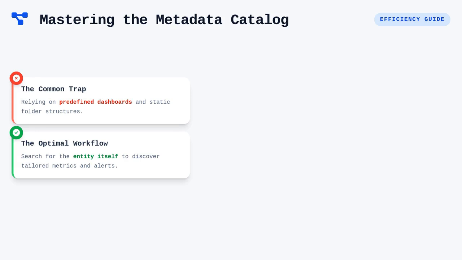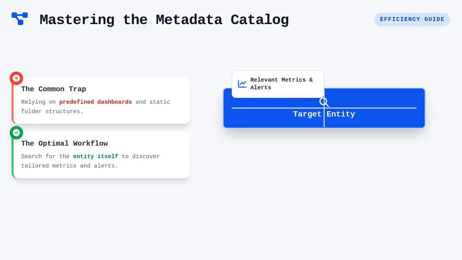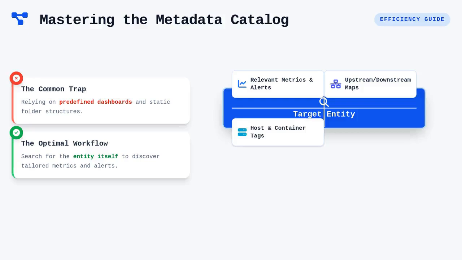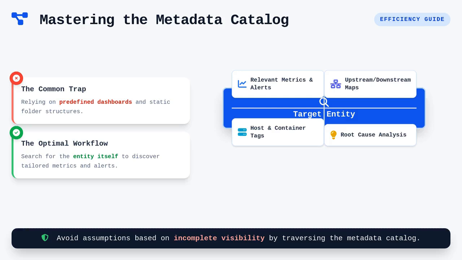You can discover hidden relationships by inspecting upstream and downstream dependencies that are automatically mapped based on ingestion patterns. If a service is reporting higher latency, traversing the metadata catalog allows you to immediately see if that service is constrained by a specific host or container tag. This logical mapping helps you avoid the common trap of making assumptions based on incomplete visibility.